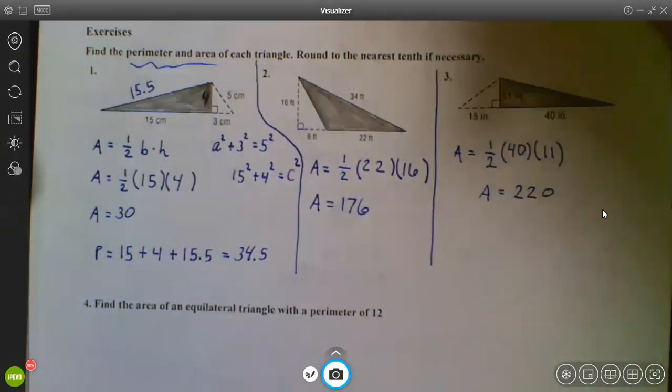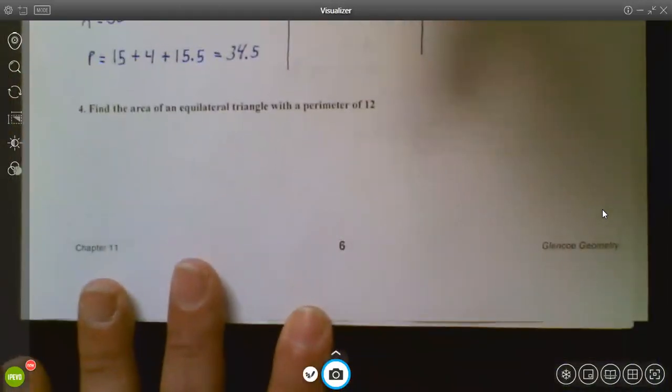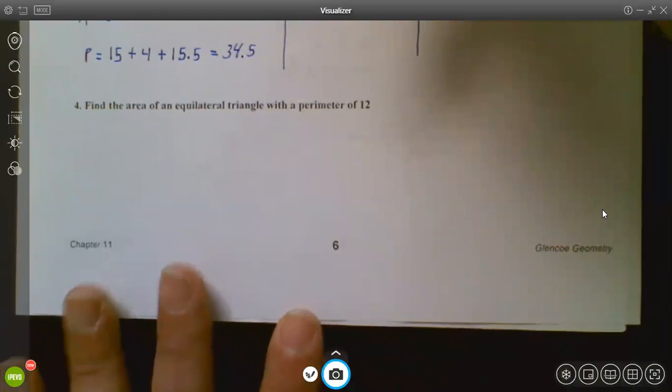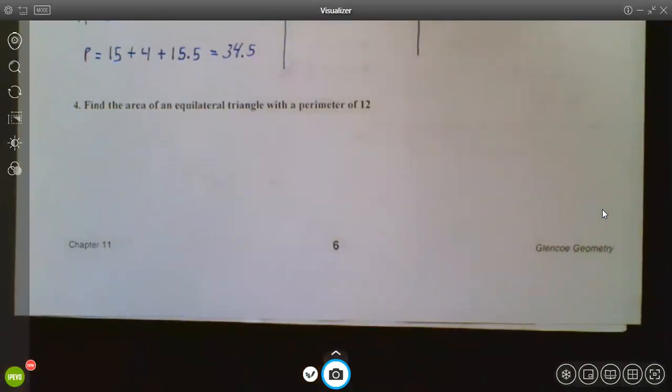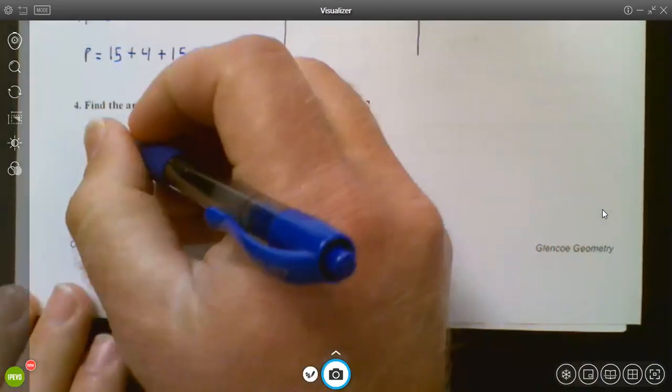Because I wanted to remind you of something. We're going to end on this. Back when we started learning about right triangles and all that Pythagorean theorem stuff, there were two big shapes that kept coming up over and over again. One of them was an equilateral triangle. So I wanted you to remember a couple things about an equilateral triangle.